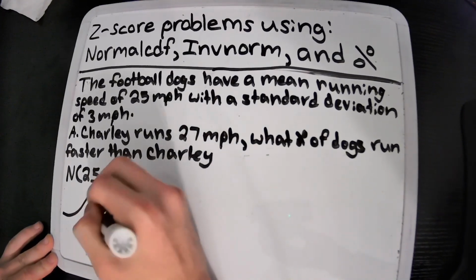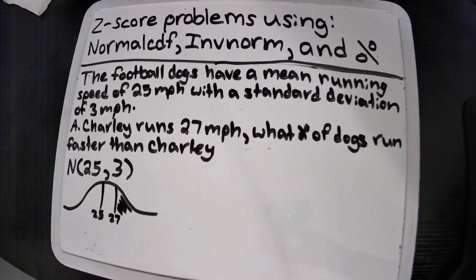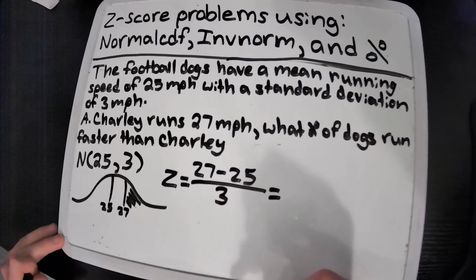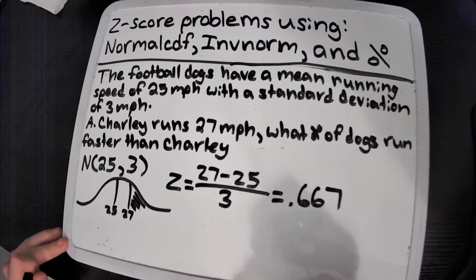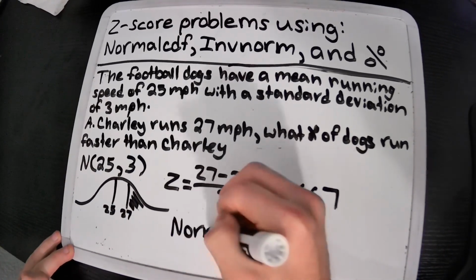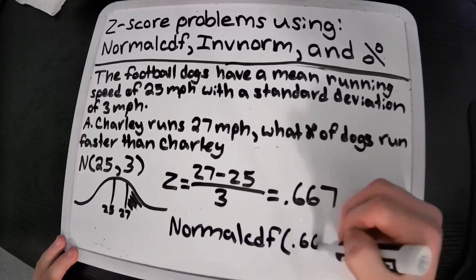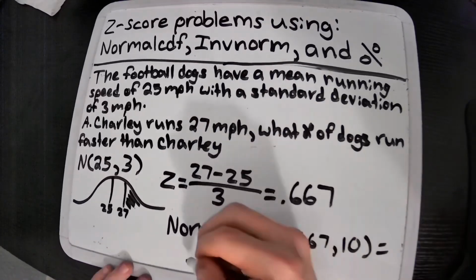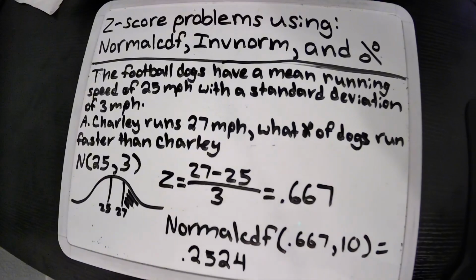Then we draw the curve. 25 goes down the center and 27 goes to the right of the 25. We then shade to the right because we are finding what percent is faster than 27. Then we solve for the z-score. The z-score is calculated to be 0.667. Then we do normal CDF, parentheses, 0.667, 10, close parentheses, and this comes out as 0.2524. 25.24% of dogs run faster than 27 miles per hour.